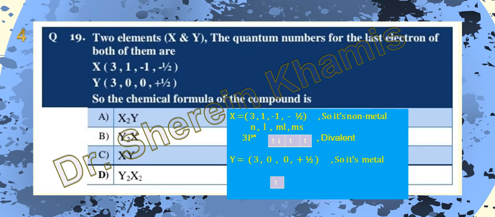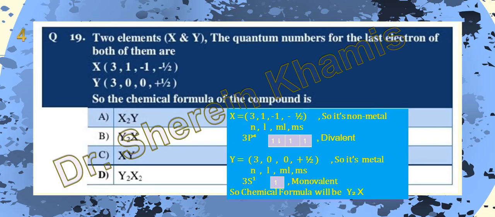The other one, element Y, is 3 0 0 +1/2. So n = 3, we are also in the third energy level. 0 means that we are in the s block, and we have only one electron going up, not down. Plus 1/2 means that we are talking about a metal. So it is a metal, we have 3s1 and one electron only. Also this is monovalent.